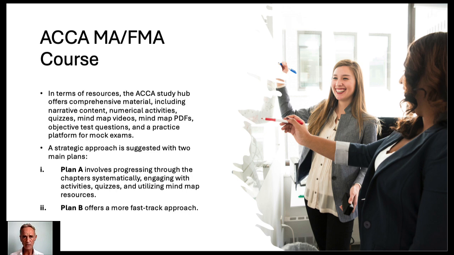Now, we've thought about this, and we think that there's two main ways that you can use the resources that are available to you. Let's call them Plan A and Plan B. For Plan A, and this is going to be relevant to most ACCA students who are undertaking this MA course, you start at the beginning with the ACCA Study Hub, and you go through each chapter in order.